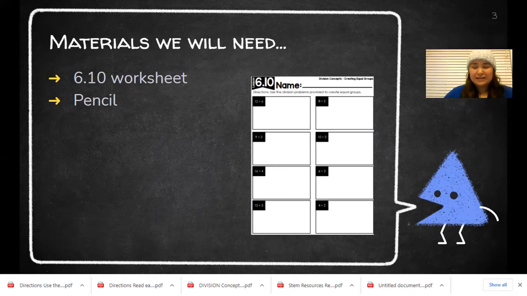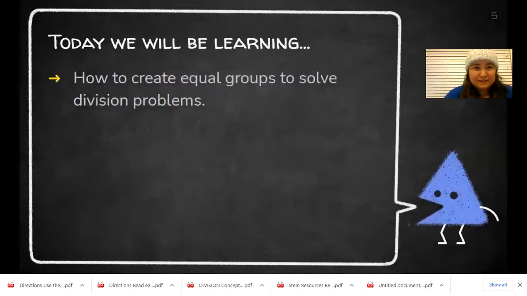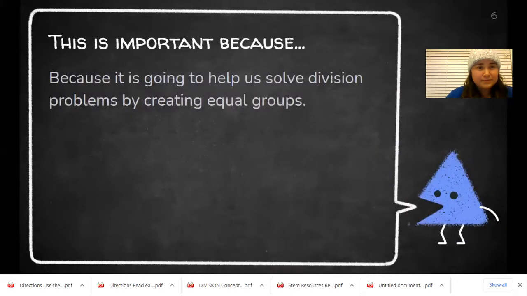All right, friends. In our previous lesson, we learned how to use an array to solve a word problem. You all did amazing with this. Today we're going to be learning how to create equal groups to solve division problems. Creating equal groups is a little different than creating our arrays. This is important because it's going to help us solve division problems.